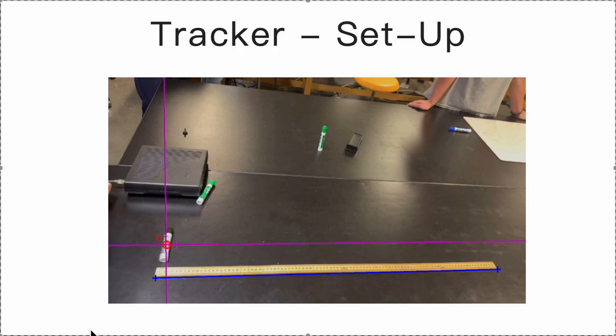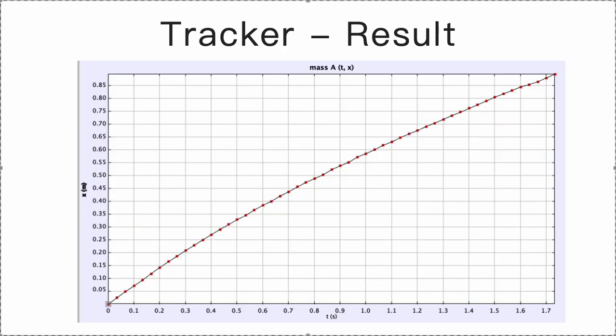Then, we set up our tracker. As you can see, the positive x-axis is just the same as the route of the pen. And we also set up a calibrator using the meter stick, so as you can see from the blue line here. And this is the result from our tracker. As you can see, it is like a straight line.